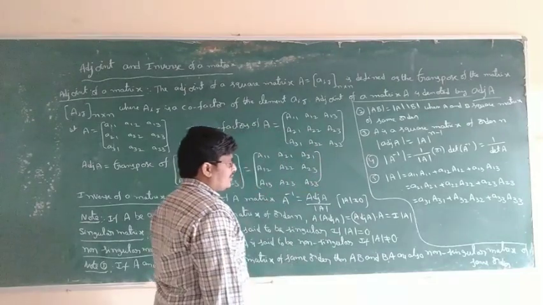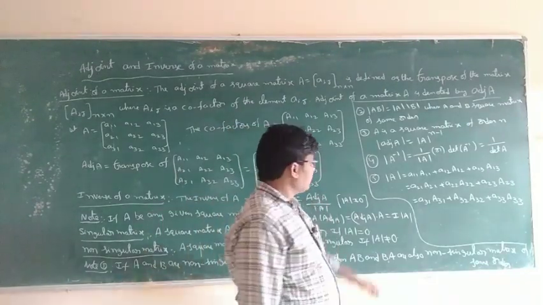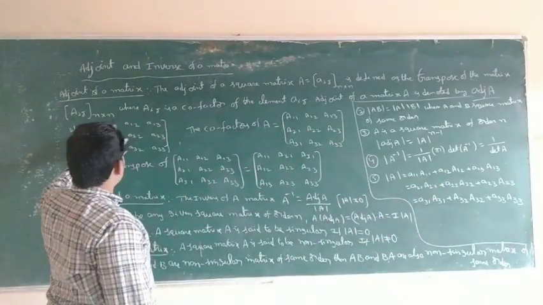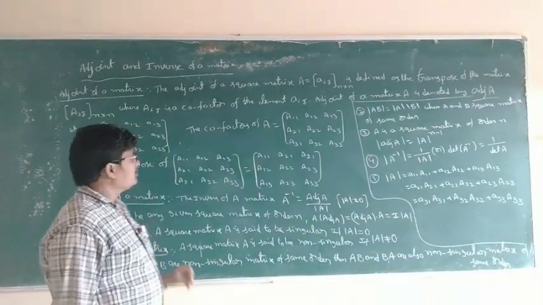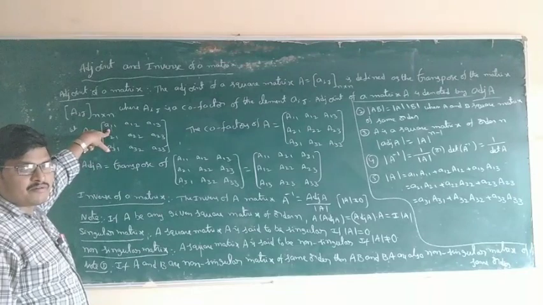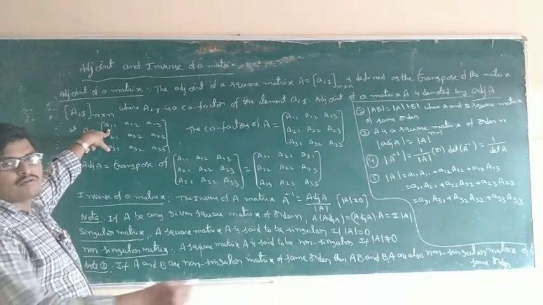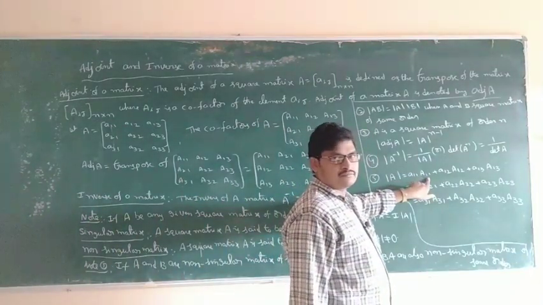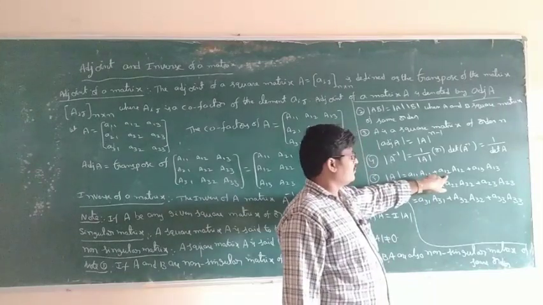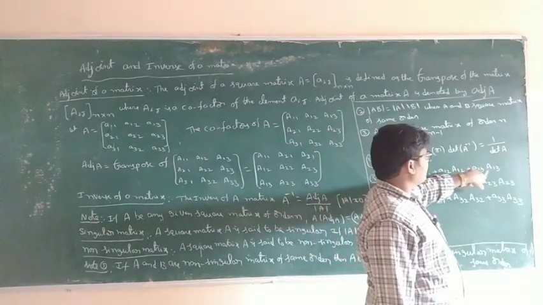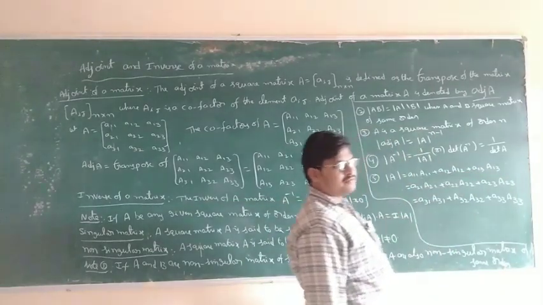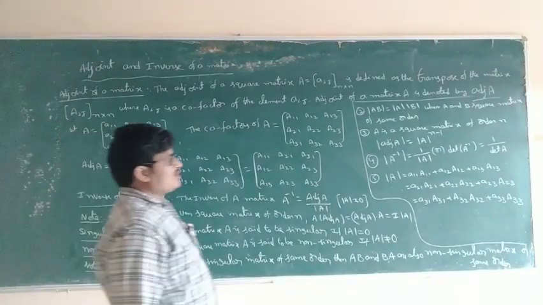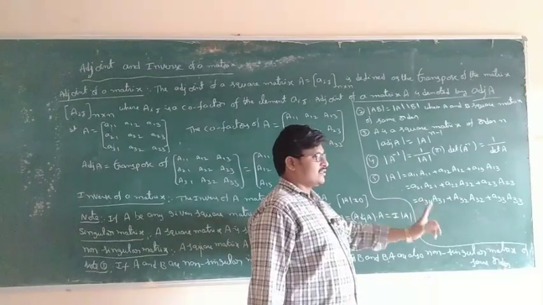Next, det A, given a matrix, how to find det A formula. Along the first row, the first row elements are a11, a12, a13. The determinant is the sum of the product of each element and that element's cofactor: a11 into its cofactor, plus the second element a12 into its cofactor, plus the third element a13 into its cofactor. This is along the first row; similarly along the second row and the third row.